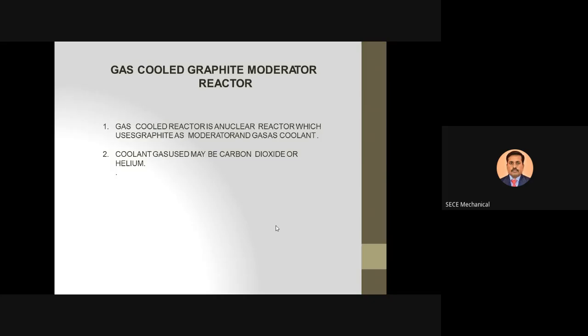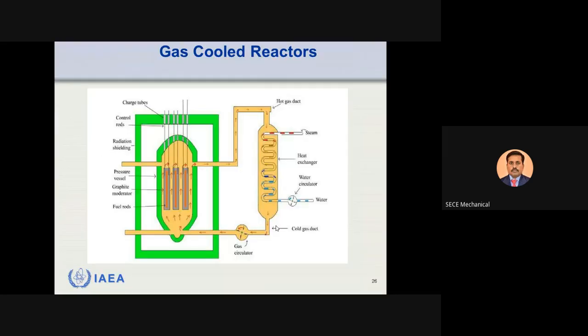Most of the things are similar. Only the moderator and the coolant are changing, in order to increase the life of the reactor and increase the power production. That's why we are introducing two changes. One is that the moderator is graphite material, and the other is gas cooling. The gas is normally carbon dioxide or helium in this type of gas cooled reactor, and the remaining things are similar.